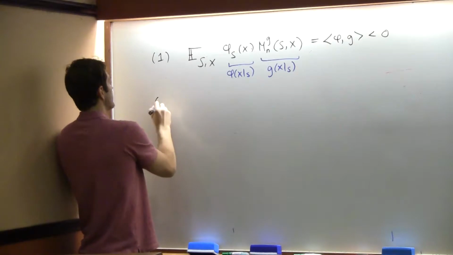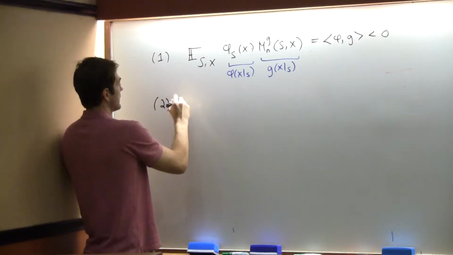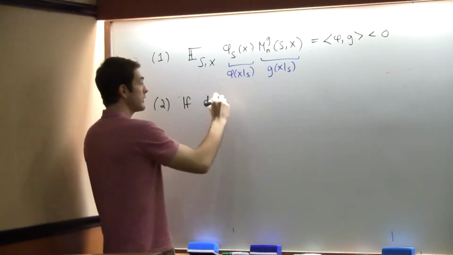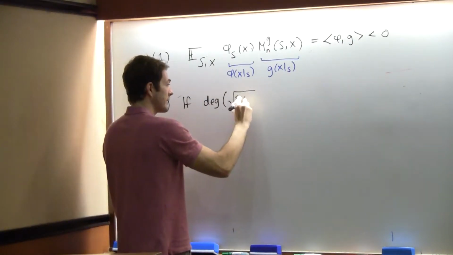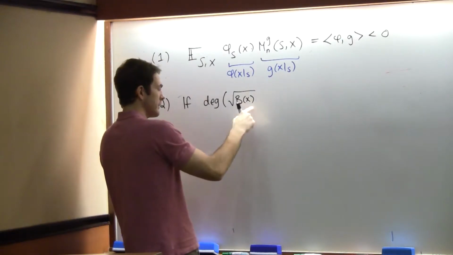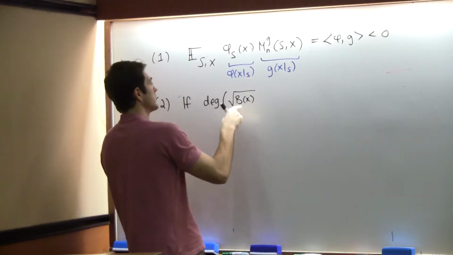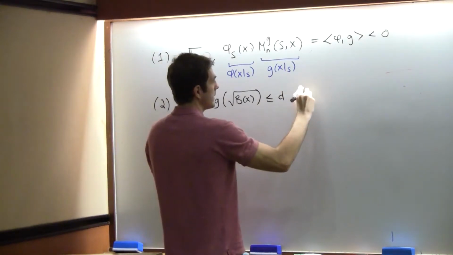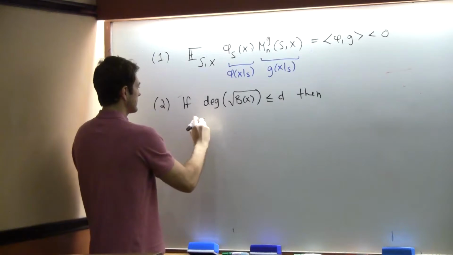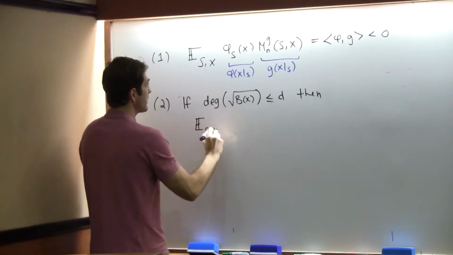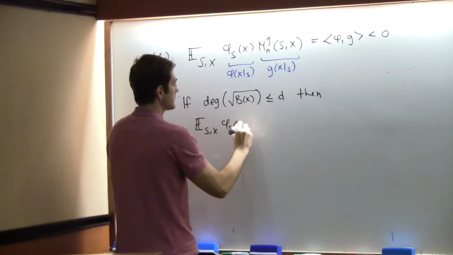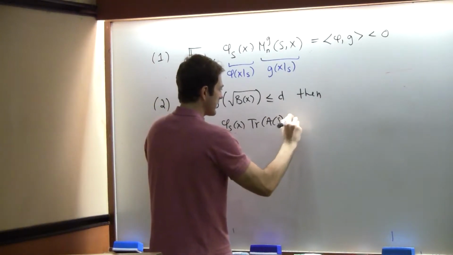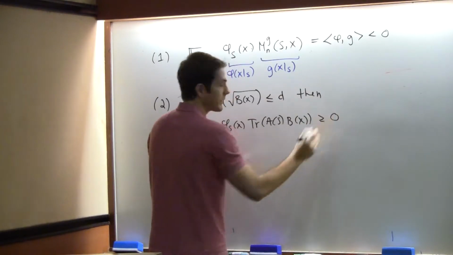And the other thing we said is that if b is a low degree square, so if the square root of b(x), this is the matrix square root of this matrix, it's a positive semi-definite matrix, take the positive square root, if the degree of this is less than d, then we indeed get a separation. Trace A_S B_X is non-negative.